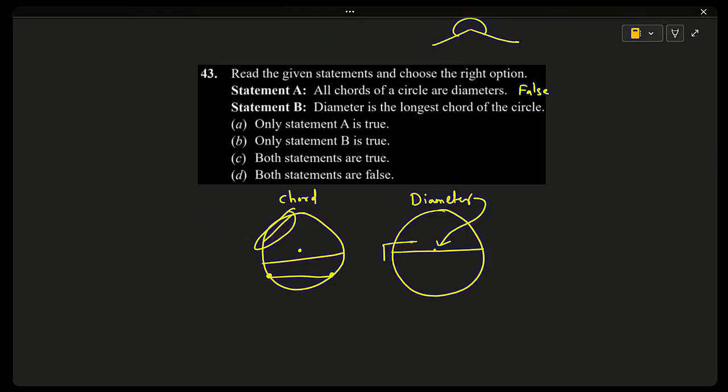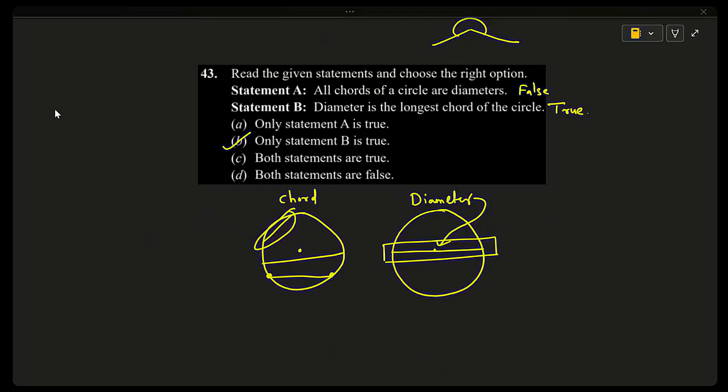Yes, this is correct. Diameter is the longest chord of the circle. So longer than the diameter, you don't find any chord in the circle. So we can say it is true. So which option? Only statement B is true. That is option B. That is correct. So you can remember the relation: every diameter is a chord, but every chord need not be a diameter.